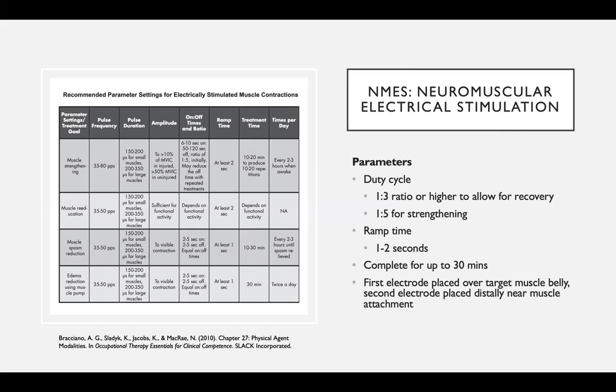The application is the first electrode is placed over target muscle belly, and the second electrode is placed distally near the muscle attachment. The 1 to 3 ratio is 10 seconds on and 30 seconds off, and the 1 to 5 ratio is 10 seconds on and 50 seconds off.